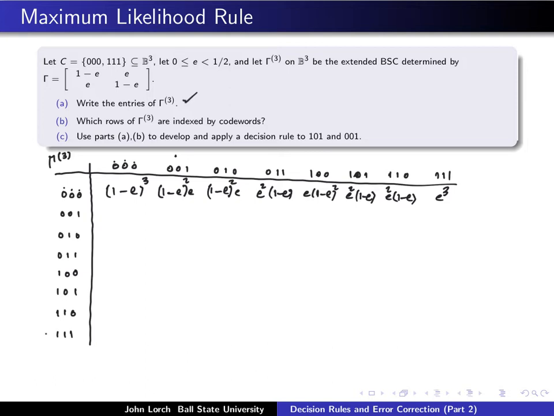Notice here the input string is 111, and the first entry here is where the output string is 000. So we have 3 bit flips in a row, which means we have 3 e's. So this should be e cubed. Here we have 2 bit flips, so this should be an e squared times a 1 minus e. And here we have, again, 2 bit flips.